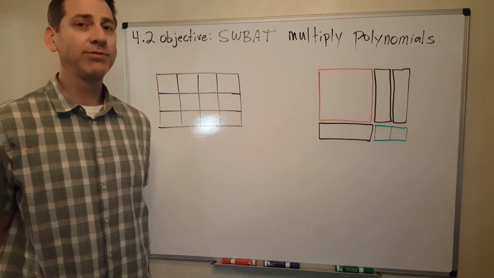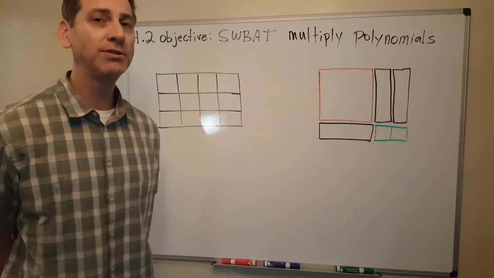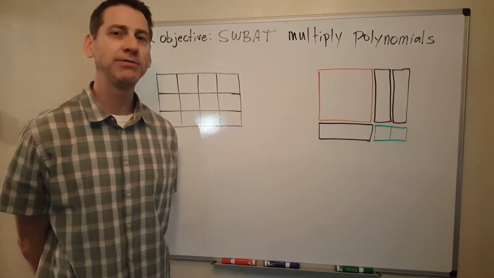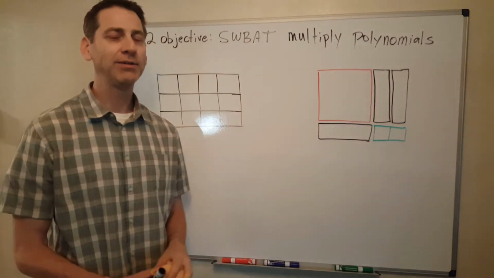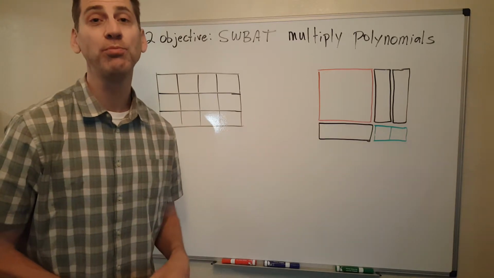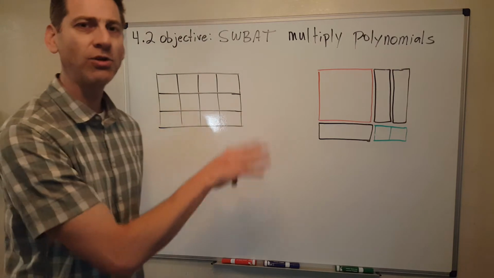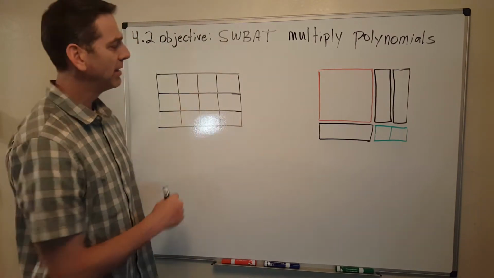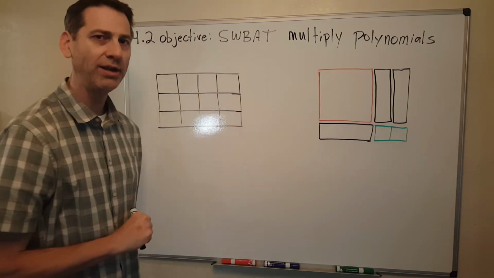And our objective is that students will be able to multiply polynomials. Now that we know what a polynomial is, right? It's an expression with multiple terms. How about that? All right, so I want to show this to you visually to start off. I want to start off with this rectangular grid here.